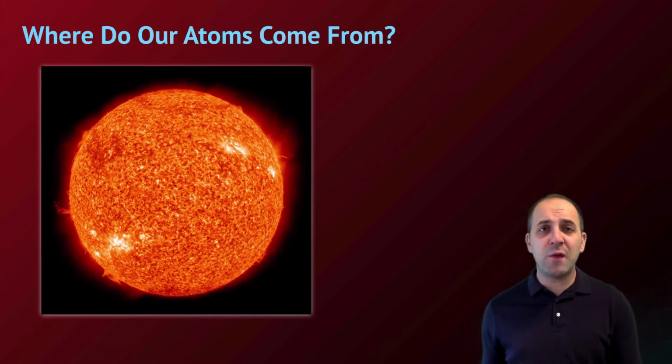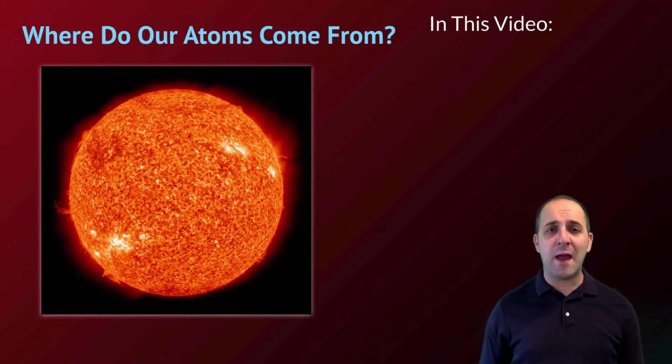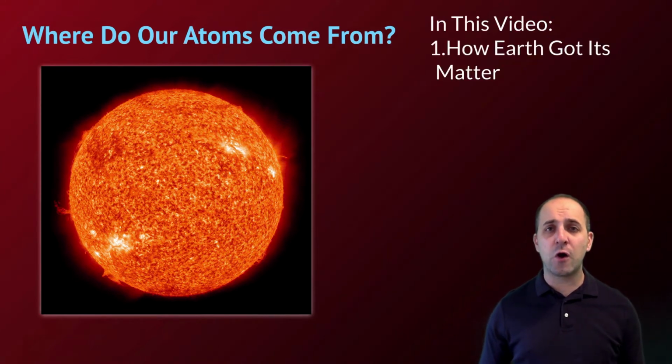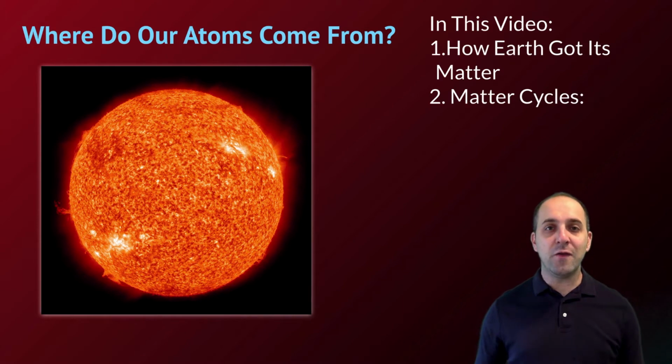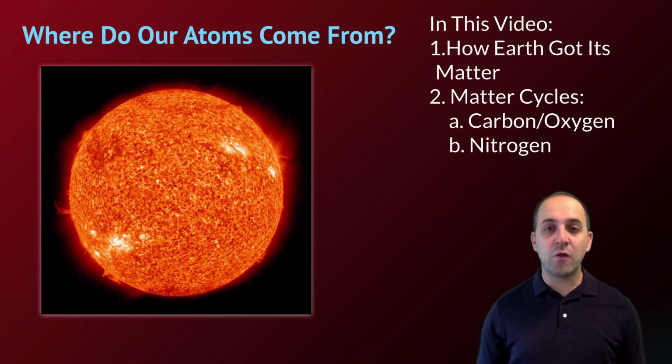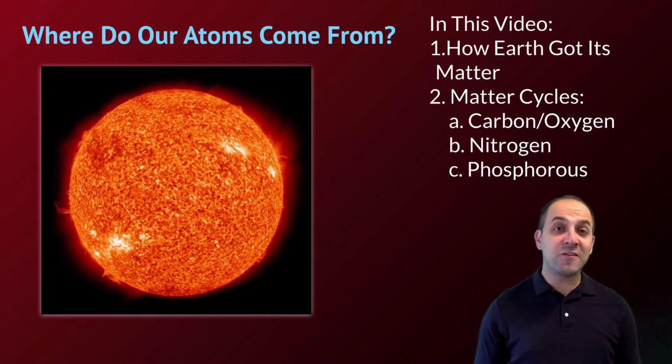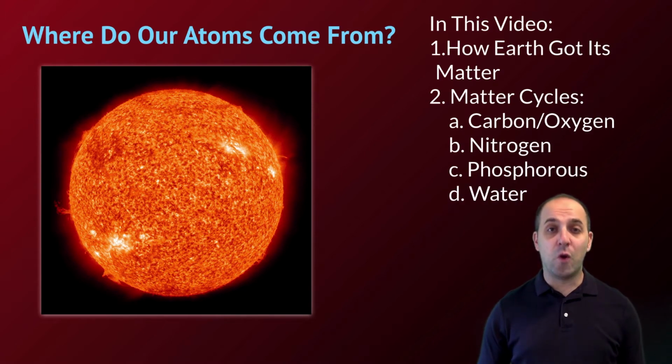So the question that we're trying to answer in this video is, where do our atoms come from? Here we're going to talk a little bit, really briefly, about how the Earth got its matter, and then we're going to talk about matter cycles. We'll do the carbon and oxygen cycles, the nitrogen cycle, the phosphorus cycle, and the water cycle.